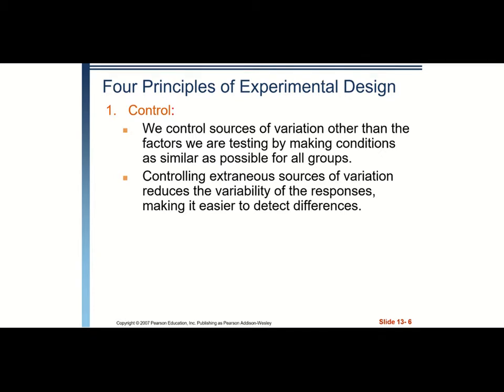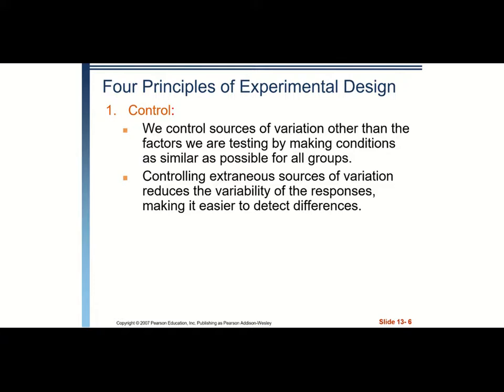Anytime we're asked to design an experiment, there's 4 main things that we want to address. The first is control. When we talk about control, we're talking about controlling outside sources of variation. So in this case, what we mean by that is we want to attempt to minimize any external sources of variation that might affect our response variable.